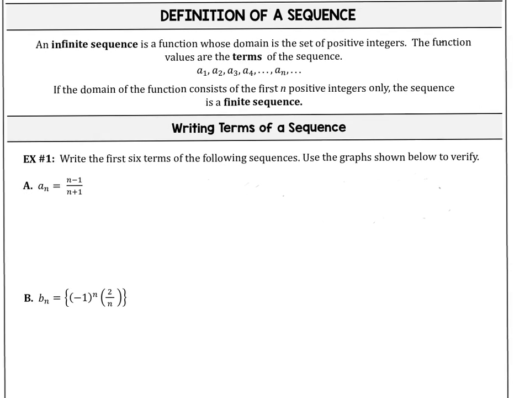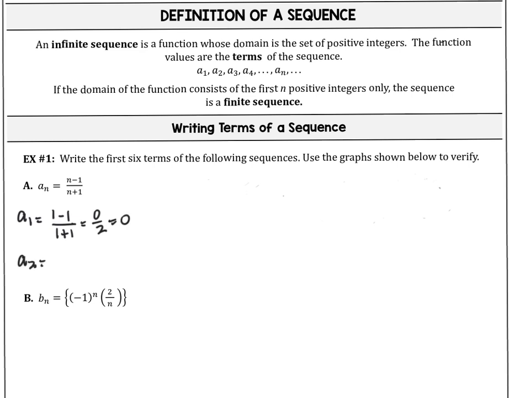Write the first 6 terms of the following sequences. So here we have a sub n equal to n minus 1 over n plus 1. So the first thing we do is plug in 1. The first term would be 1 minus 1 over 1 plus 1. So it's 0 over 2, which is 0. So our first term is 0.